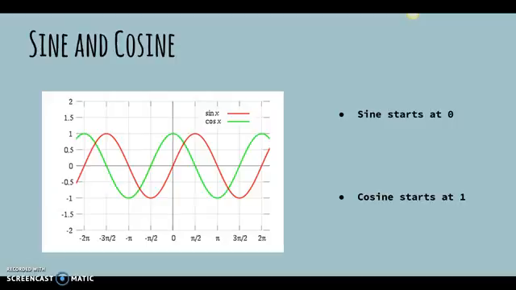So as you can see right here, this is what a basic wave for sine looks like. Sine is the red line. And sine starts at 0, and it goes from 0 to 2 pi, and it crosses the x-axis twice at pi and 2 pi.